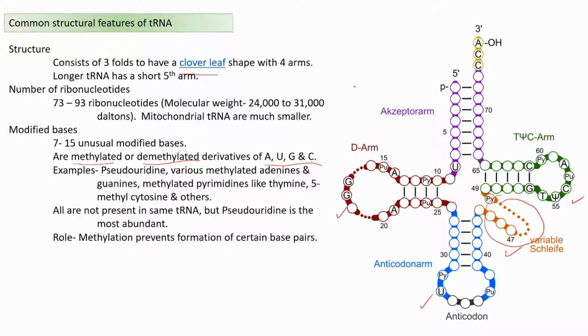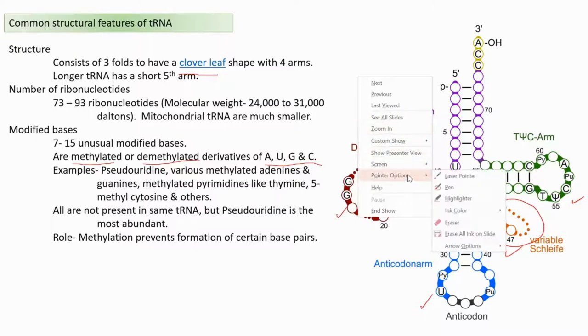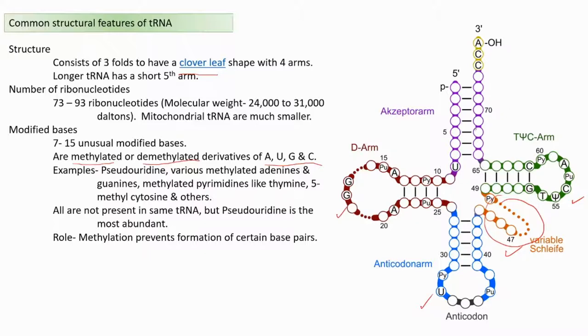Look here in this structure. Here, we can see base pairs. Here also base pairing is there, but it is absent in all the locations where the methylated or modified bases are present. So that's the significance. Without forming base pairing, it can keep this region free for some other functions. That is the significance of methylation.